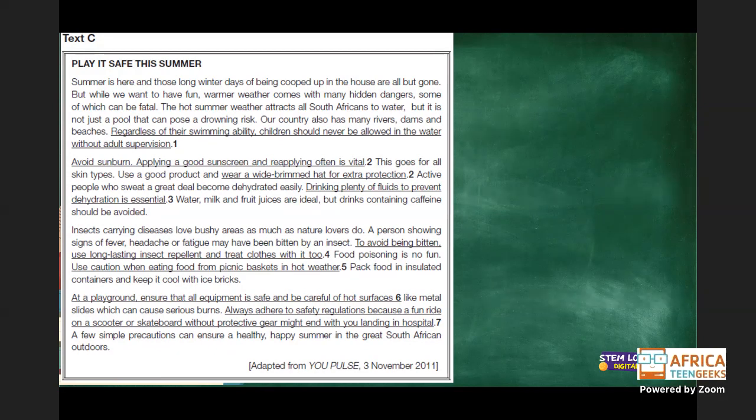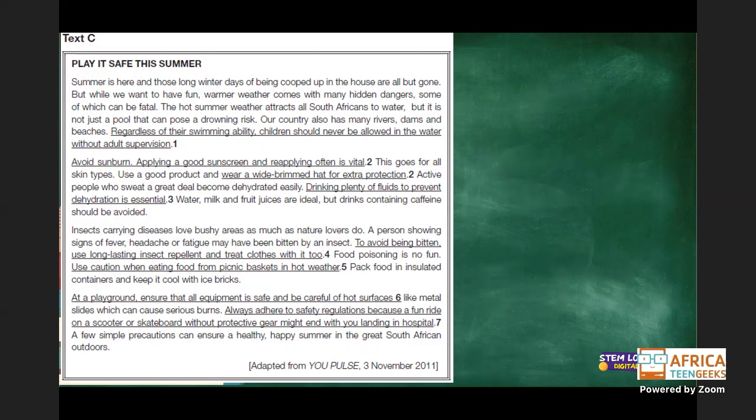The title is Play It Safe This Summer, and it reads as follows. Summer is here, and those long winter days of being cooped up in the house are all but gone. But while we want to have fun, warmer weather comes with many hidden dangers, some of which can be fatal. The hot summer weather attracts all South Africans to water, but it is not just a pool that can pose a drowning risk. Our country also has many rivers, dams, and beaches.